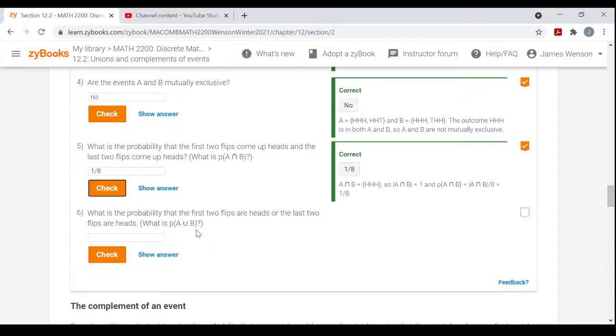All right, and then what would be the probability of their union? Now again, this would be the probability of A, and I'll write this out for you.